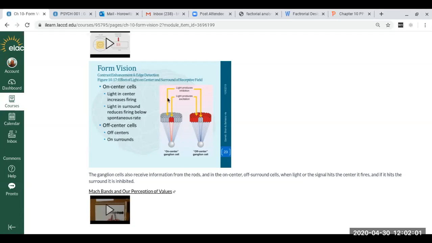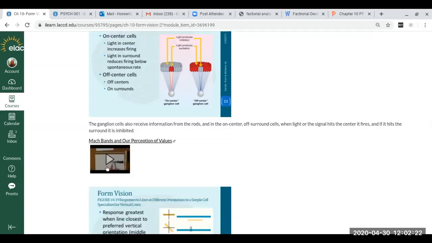But we also have the opposite. We also have off-center, on-surrounds. So we have both types. In the off-center cell, light on the outside will cause it to fire, but hitting in the center will cause it to inhibit. So there's also another one here you see called Mach bands in our perception of values. I will make sure to provide that to you as well. So we have on-center, off-surround types of ganglion cells, and we have off-center, on-surround.